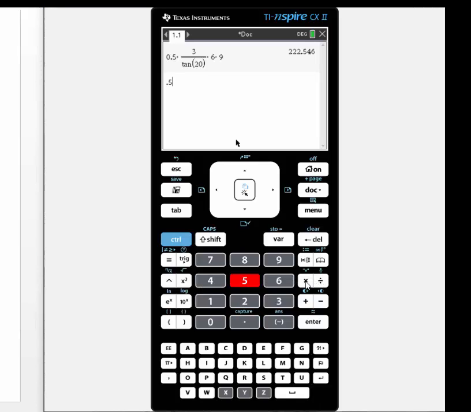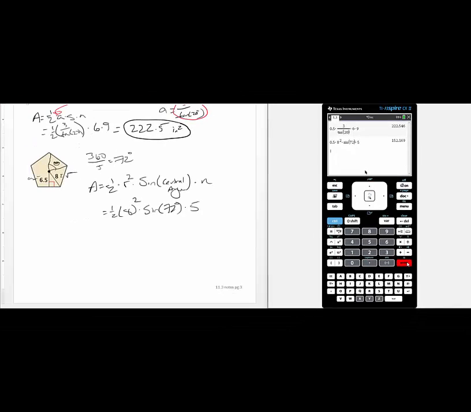0.5 times 8 squared times the sine of 72 degrees times 5 is 152.169, or to the nearest tenths place, about 152.2 square units.